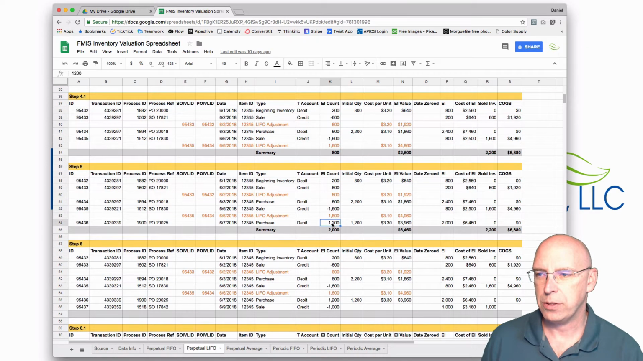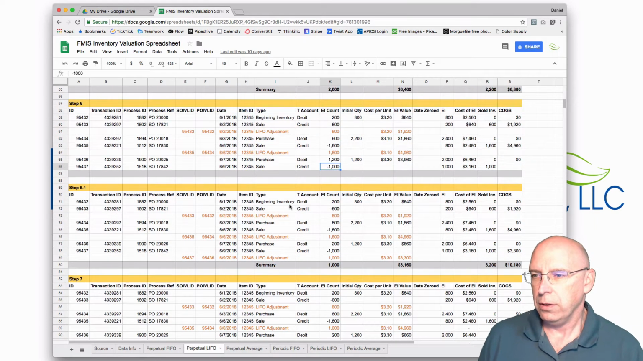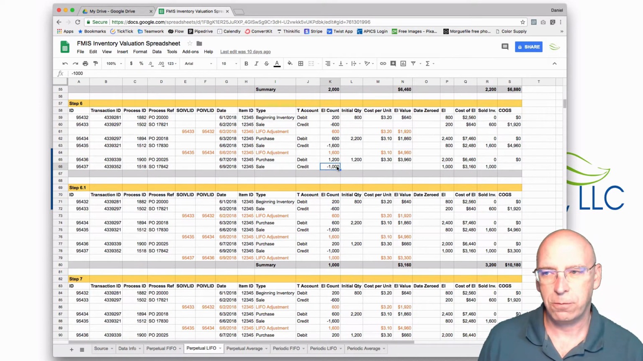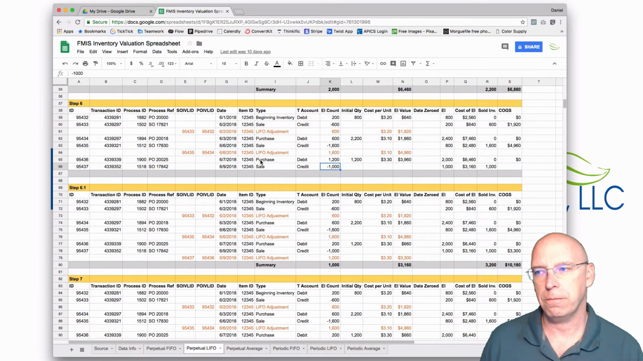The next thing that happens is we have another purchase. We're going to add 1,200 units, cost of $3.30. That leaves our ending inventory at 2,000 and the ending inventory value of $6,460. Then we have a sale of 1,000 units. If we go last in, first out, we can see right above the purchase is a purchase of 1,200 units, so we should be able to take that sale for costing purposes of this one purchase.